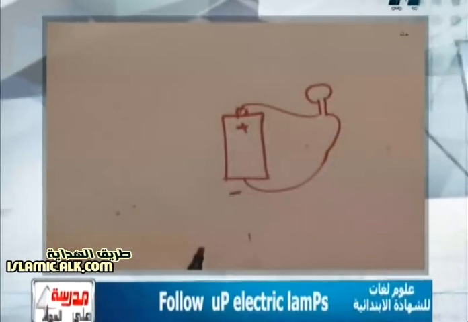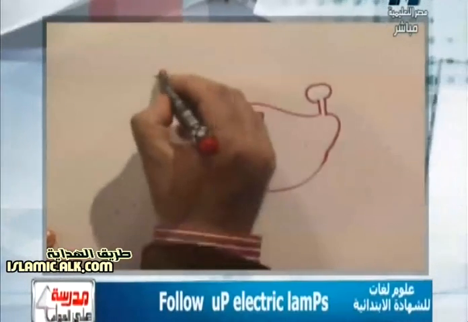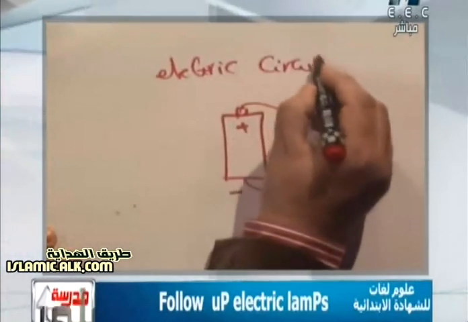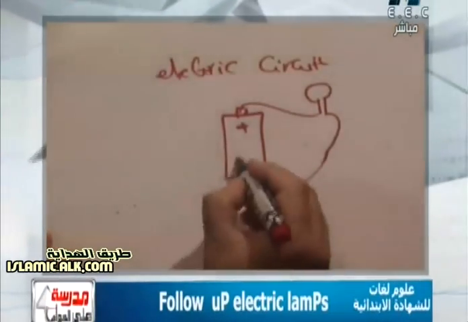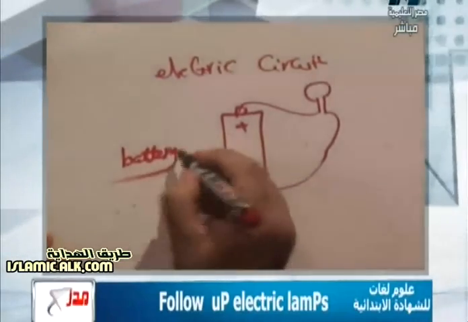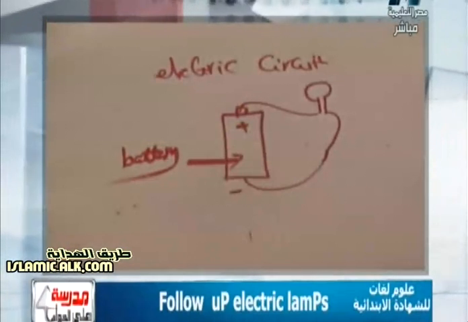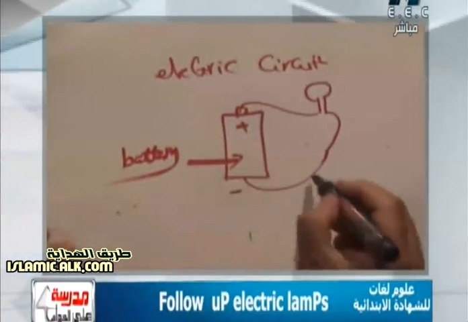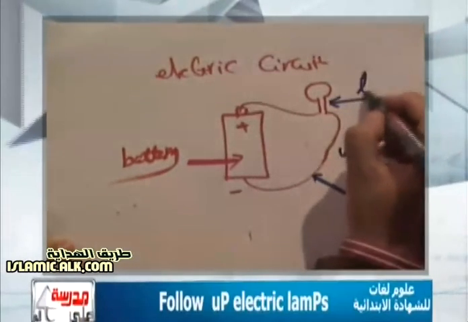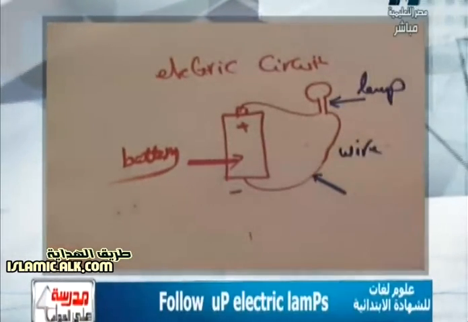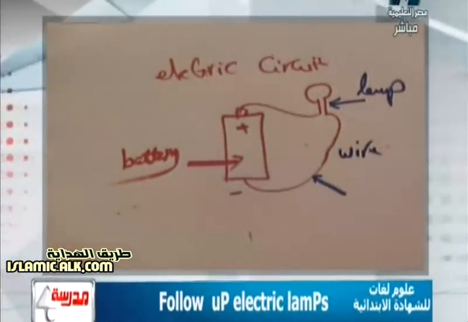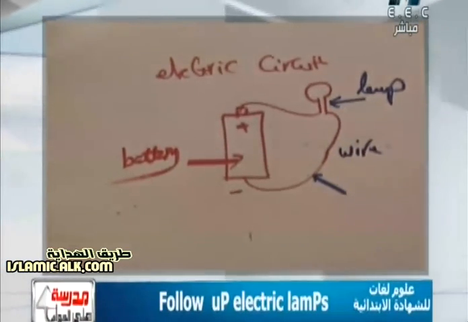So now I will have an electric circuit. It's called an electric circuit with three main components, which are the battery, and also I have wire, and also I have a lamp. So the electric circuit consists of simply three main parts, which are lamp, battery, wire.